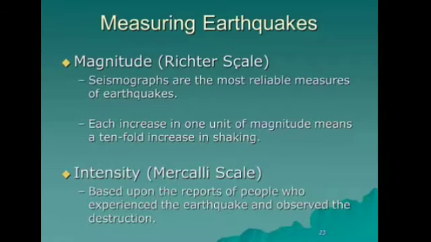The other way that they're measured is by their intensity, and that would be on something called the Mercalli scale. This is based on the amount of damage that they see. So here it's based on the reports of people who experienced the earthquake and observed the destruction. The reason why there are 2 different scales is the Richter scale measures the amount of shaking, but the Mercalli scale measures the amount of damage. And it is possible to have a lot of shaking but not much damage. That might happen in a desert or places where there aren't any buildings.